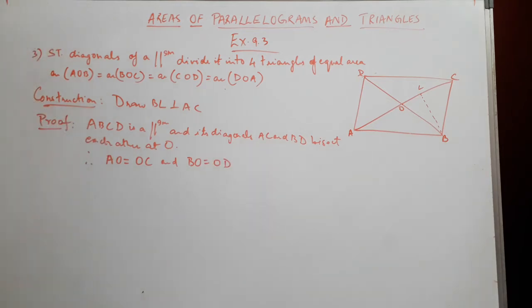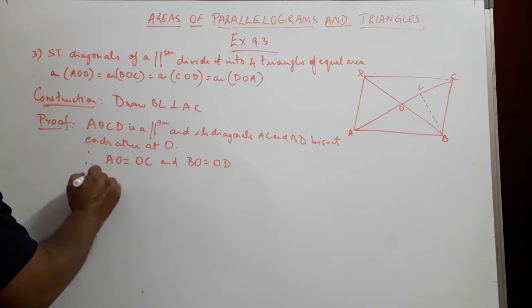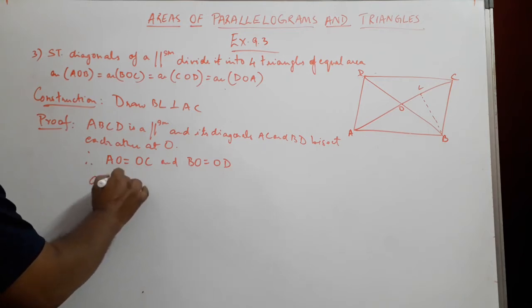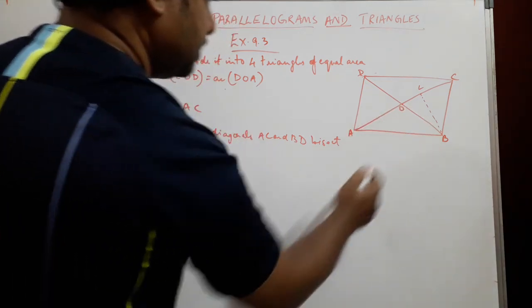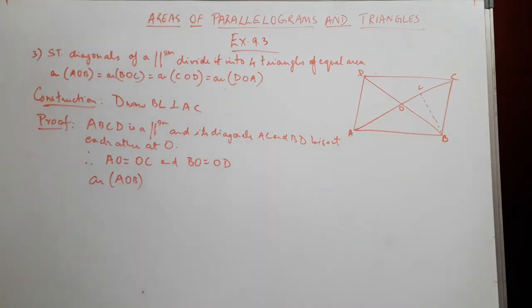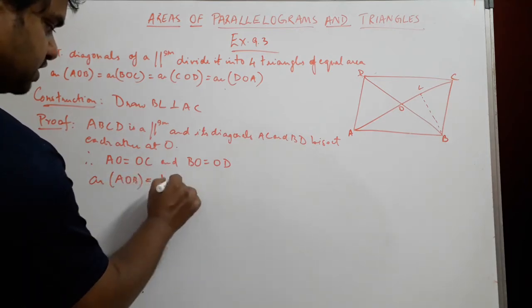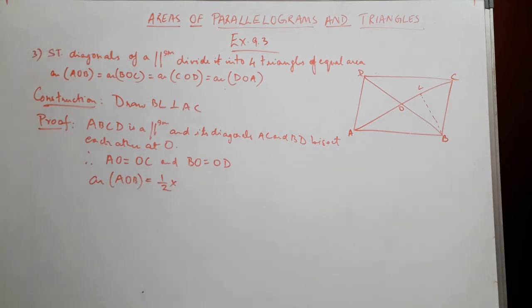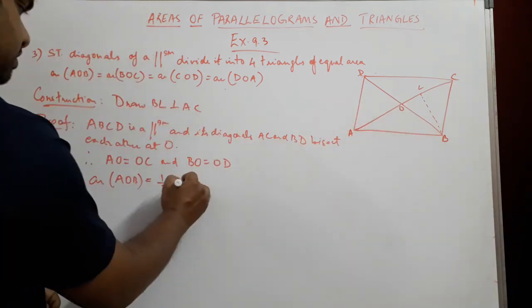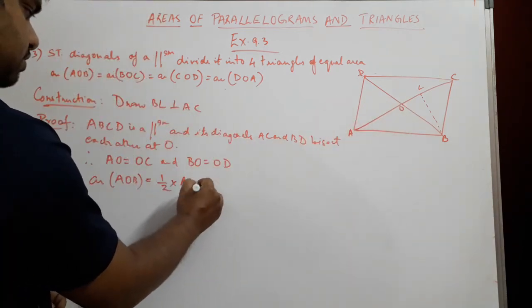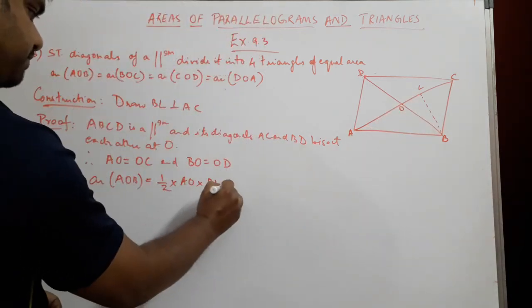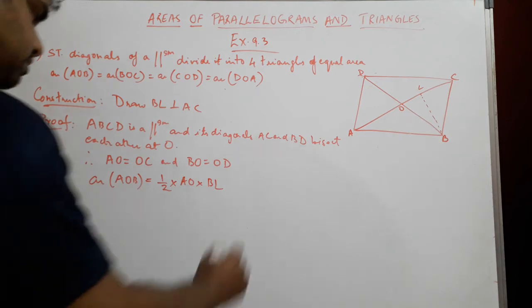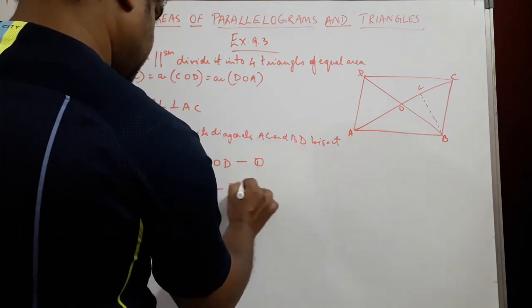Now we can take over here area of triangle AOB. What is the formula for area of triangle? It is half base into height. We don't need to write half base into height, we can directly write it. So we'll take the base as AO, and the height will be this perpendicular, BL. I'll mark this as 1, I'll mark this as 2.